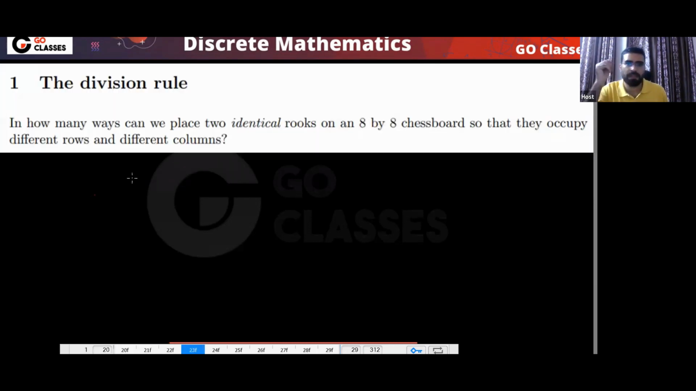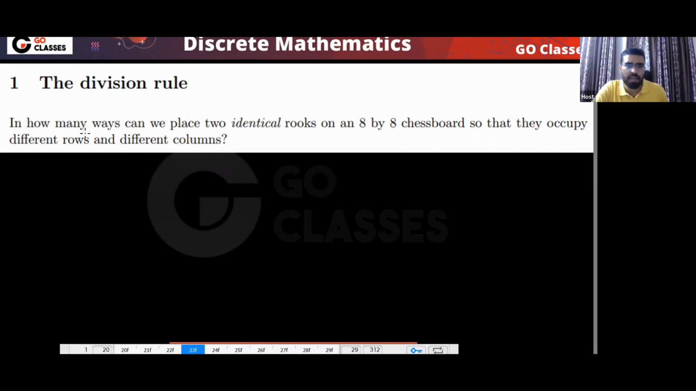Very simple. Now let's see this question. This is a very interesting application of division rule. One question of division rule we have seen in the last class, where we had yes and no favor, who is in favor of yes, who is in favor of no, and we counted how many splits are possible. So that we have already seen. Now let's see this example. This is a very popular example for division rule.